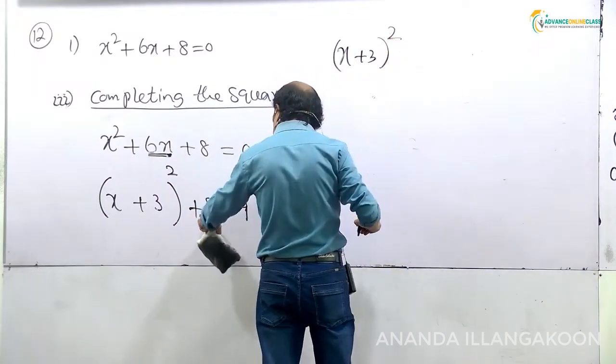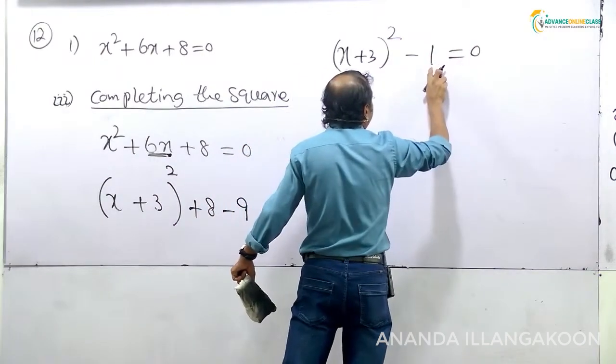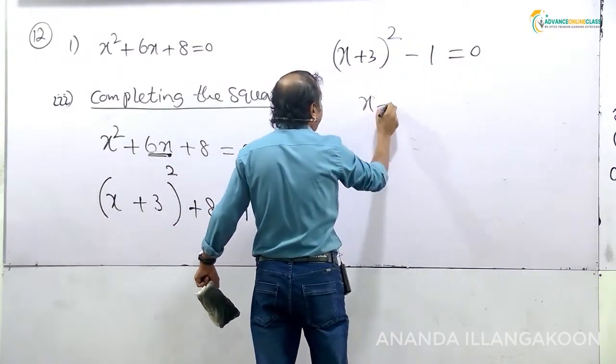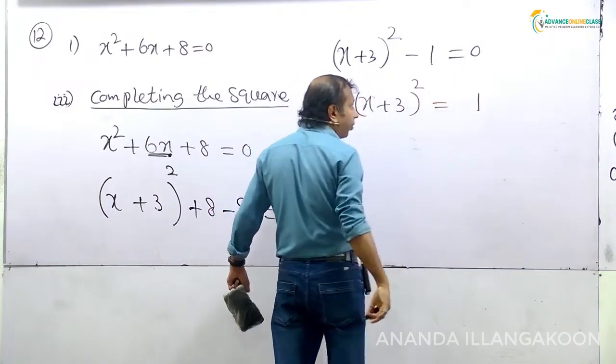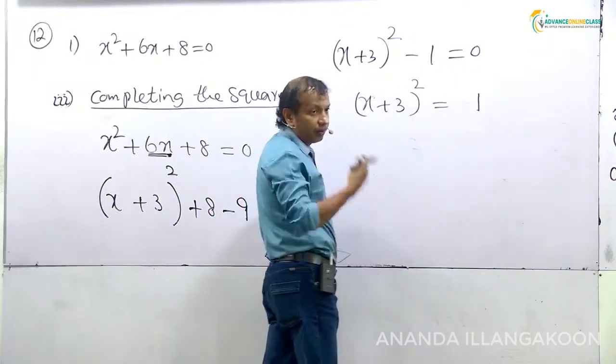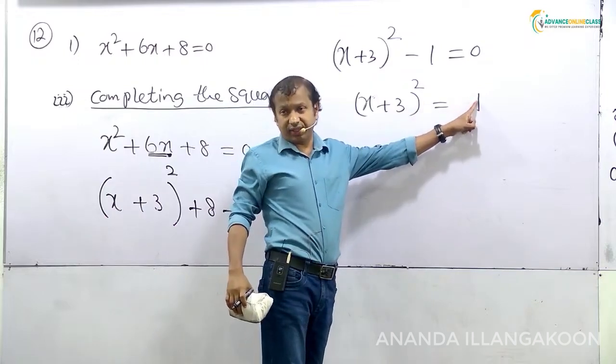Okay, here 8 minus 9, it's minus 1, no? Equals 0. Bring this minus 1 to the right hand side, that becomes plus 1. 0 plus 1 is 1. Now we take the square root on the right hand side.